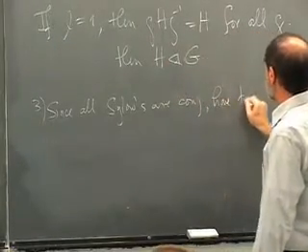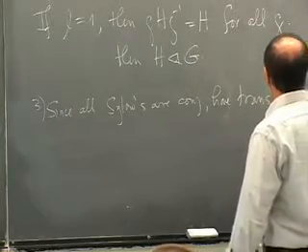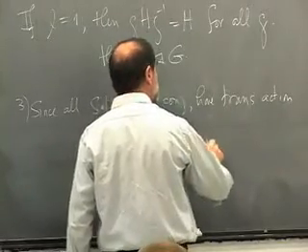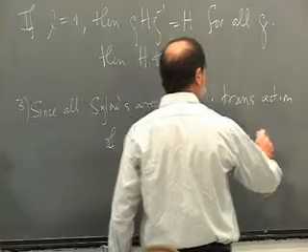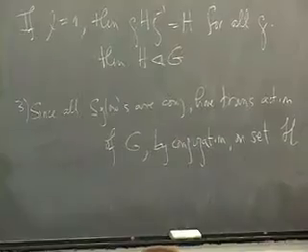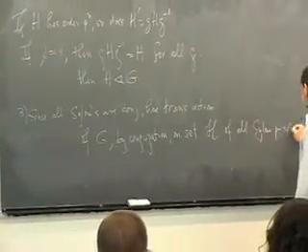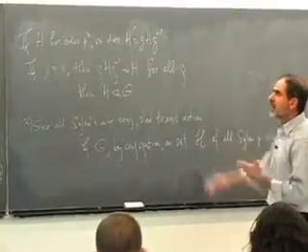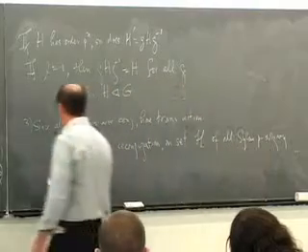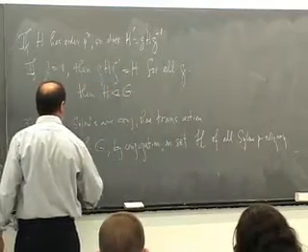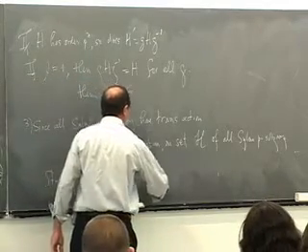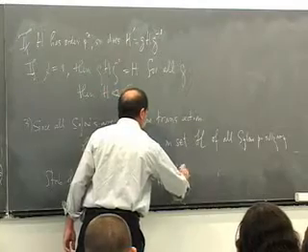3, since all Sylows are conjugate, we have the transitive action of G by conjugation, not by translation, on the set of all Sylows. This is the set that we're trying to count, right? For this set, the stabilizer of H for this action is the group G sub H that we called the normalizer of H.